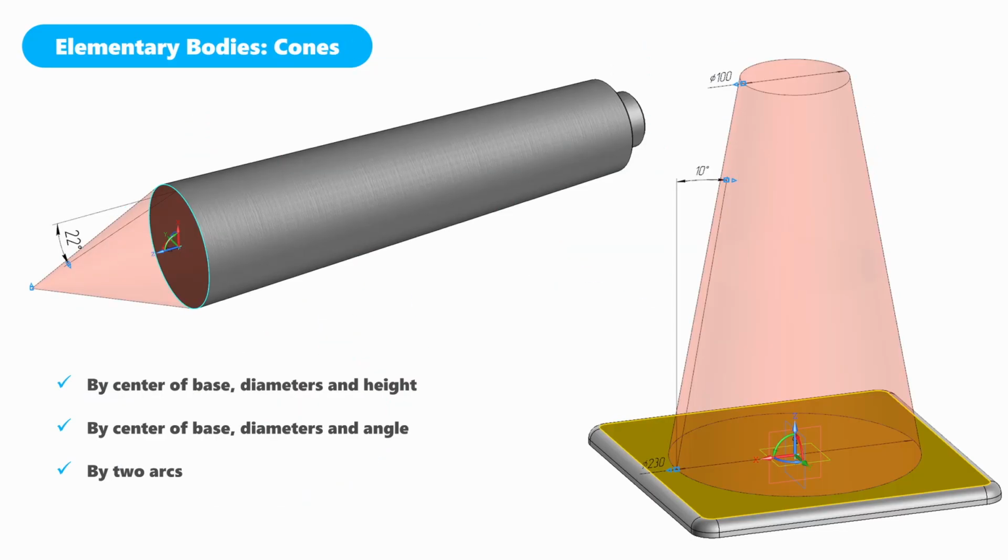We have added new commands for creating elementary bodies. You can create a cone. There are three options: by center of base diameters and height, by center of base diameters and angle, and by two arcs. Please note that the texture simulating toned surface finish was applied to the cone shown in this slide.